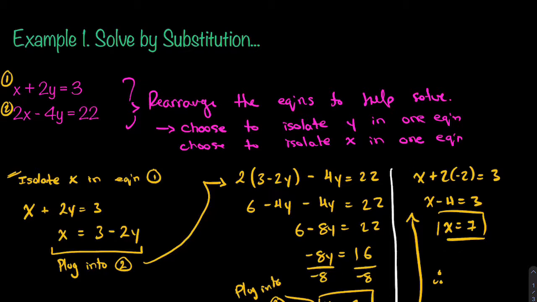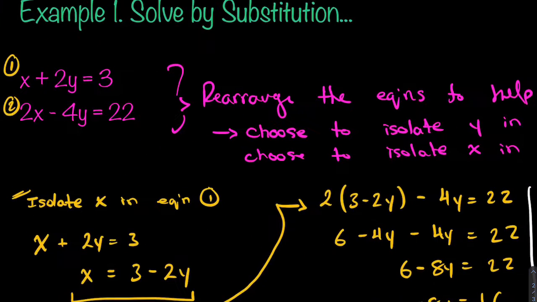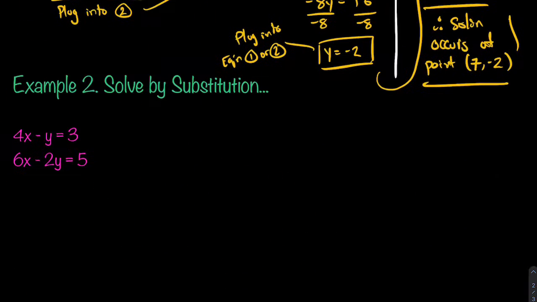So therefore, the solution occurs at point (7, -2). Great. So there's one way of doing it, and in this one I isolated for x. You could also isolate for y, so let's try one where it's y.